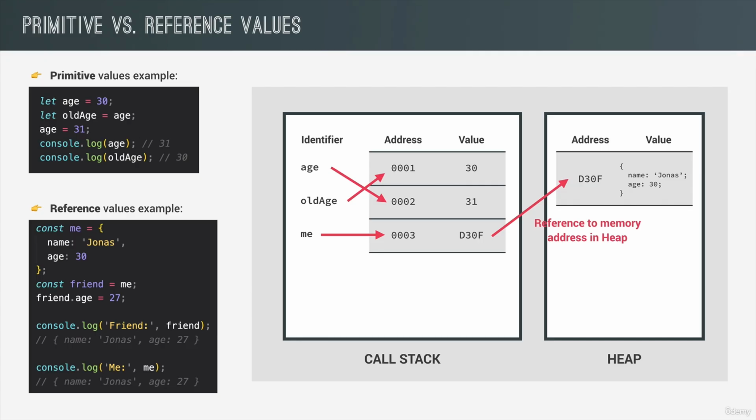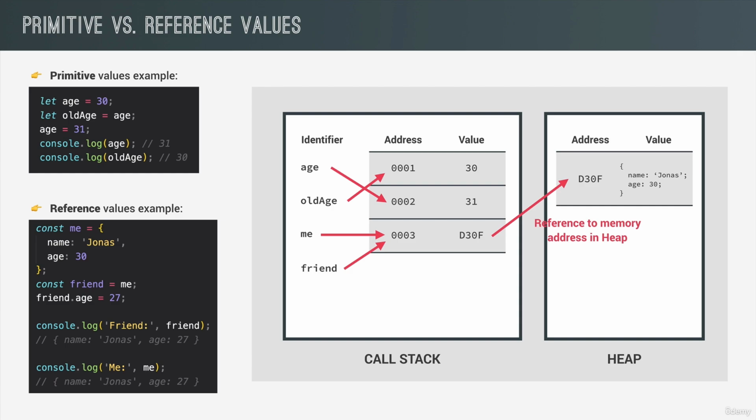Now, moving on in the code, we create a new variable called friend that we set equal to the me object. So what will happen here? Well, just like with primitive values, the friend identifier will point to the exact same memory address as the me identifier. And again, that address contains the reference which then points to the object itself. And like this, the friend object is now essentially the exact same as the me object. Do you see that here in the diagram?